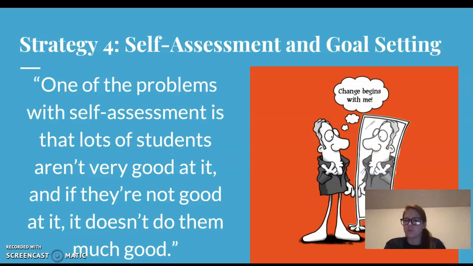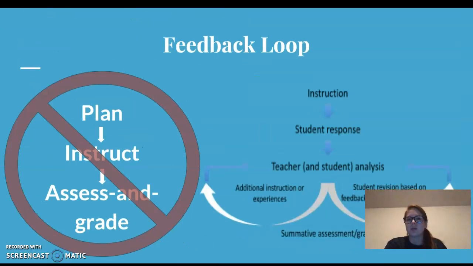So strategy 4 is one I want to focus on that stood out to me, which is self-assessment and goal setting. And I like that picture because it does begin with the student. It does begin with whoever is doing the self-assessment. And one thing that hit home with me, as I was reading through the feedback loop, is something that we were taught: we plan, we teach, and we assess and grade. But students don't always work that way.